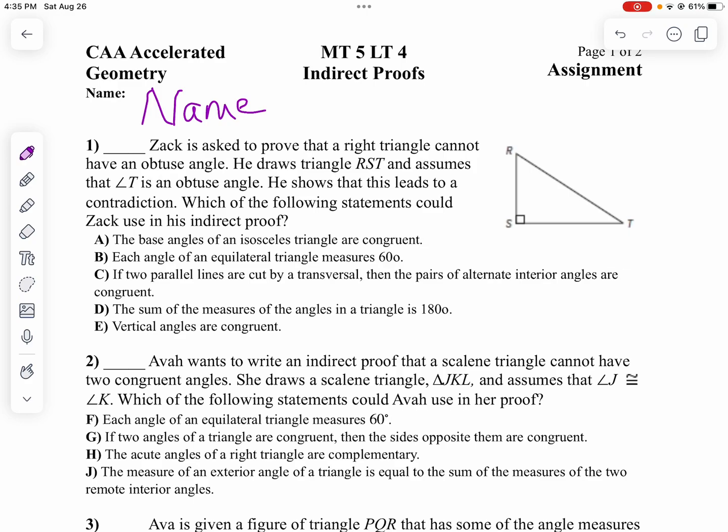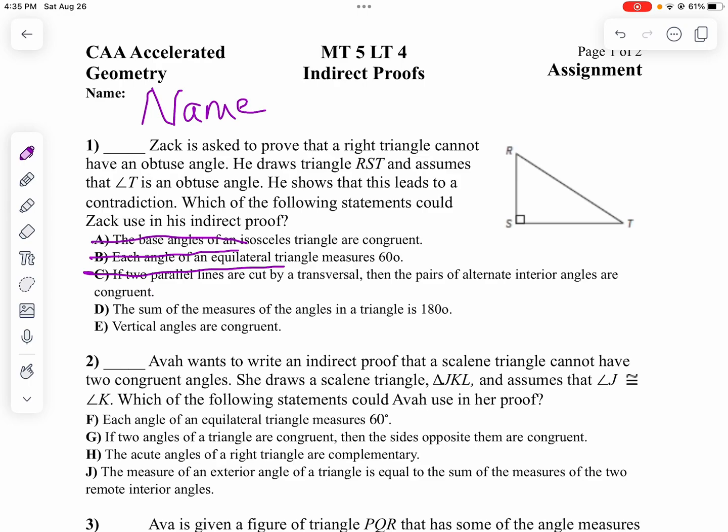On question number 1, Zach wants to do an indirect proof here, and he's going to assume that angle T is an obtuse angle. So which of the following? Well, we never mentioned anything about an isosceles triangle, so it's not A. We never mentioned anything about an equilateral triangle. It's not B. We never mentioned anything about parallel lines, so it's not C.